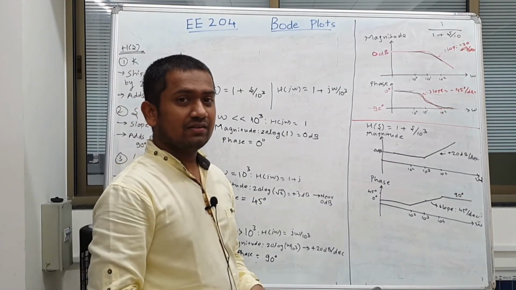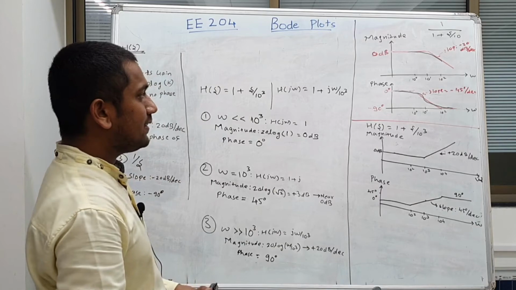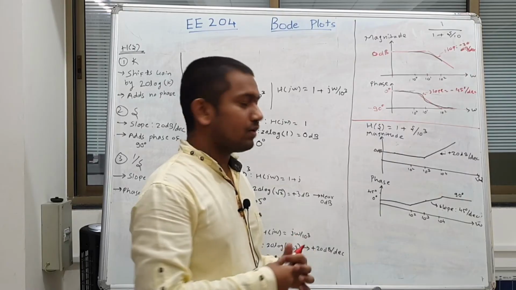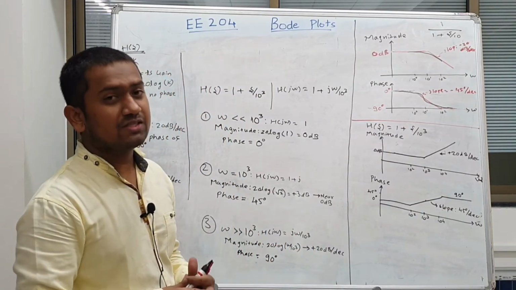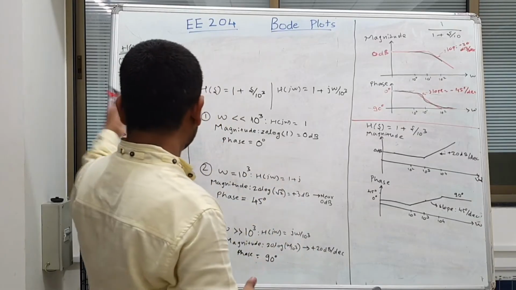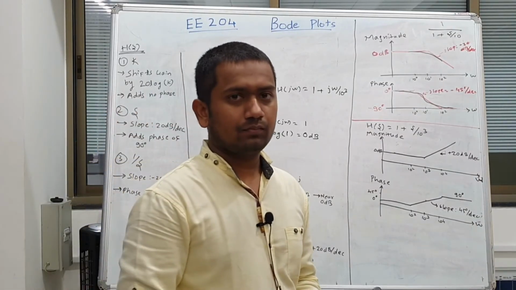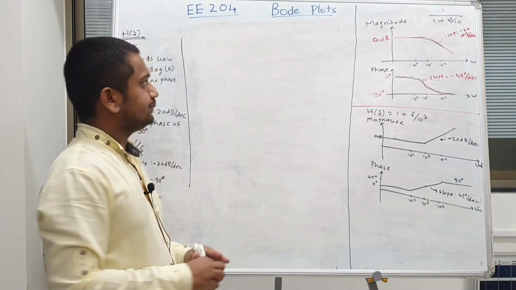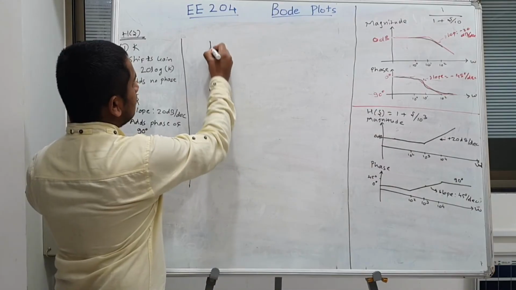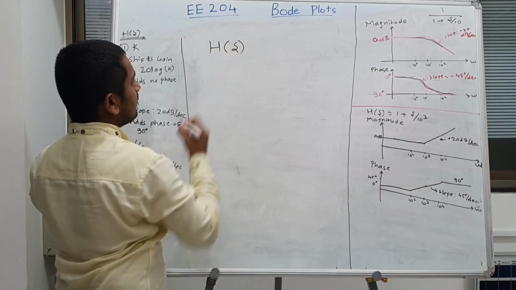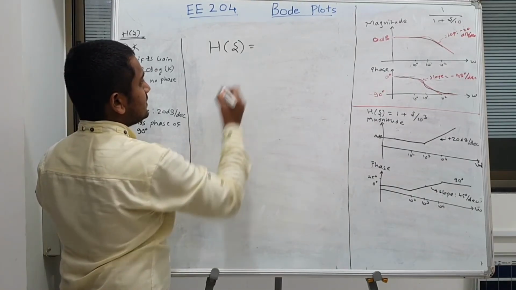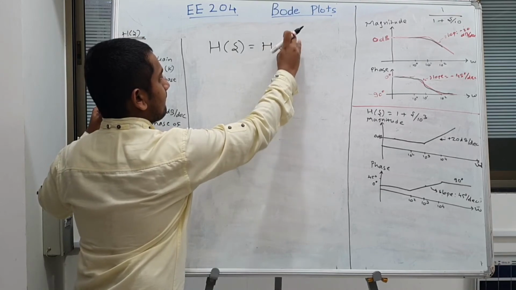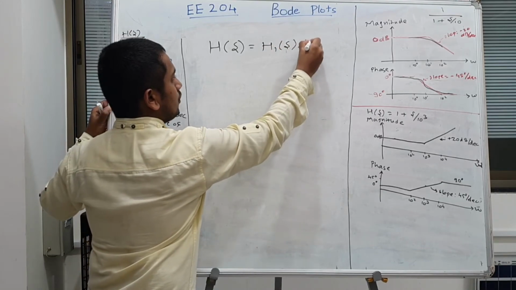With this understanding, now we can go ahead with how to combine different transfer functions to get a Bode plot for a system which has poles, zeros and a DC term which is constant. Now let's look at how we combine plots. Let's say there is a system which is a combination of h1 of s and h2 of s.